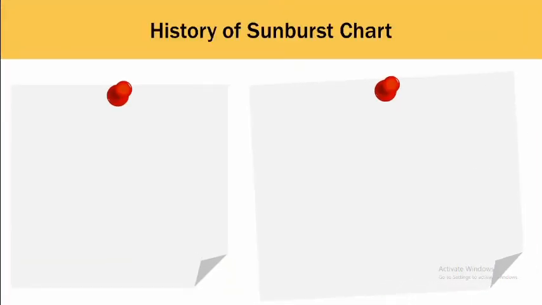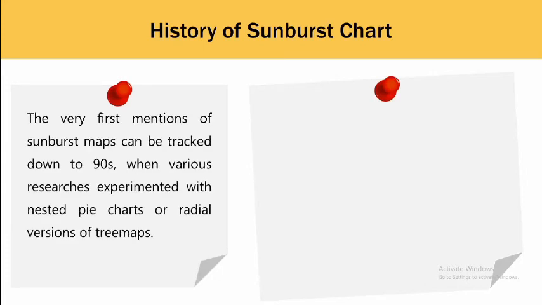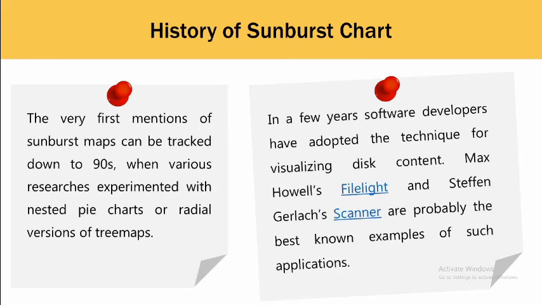The history of sunburst chart. The very first mentions of sunburst maps can be tracked down to the 90s, when various researchers experimented with nested pie charts or radial versions of tree maps. Hence, in a few years, software developers adopted the technique for visualization of disk content. Max Howell's FileLight and Stephen Gerlach's Scanner are probably the best known examples of such applications. It was proven in this era that sunburst chart was very useful in presenting information.